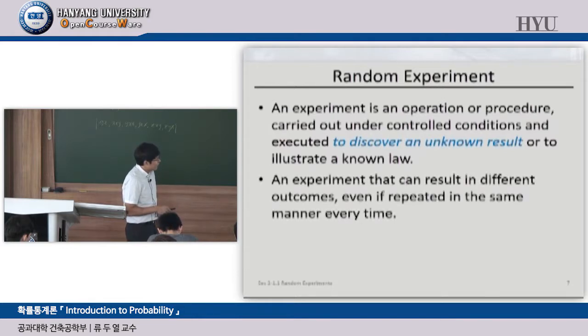And the random experiment can result in different outcomes, as I mentioned previously, even though it is repeated in the same manner every time. So even though we provide the same experimental procedure or same system, the outcomes can change every time because of the unknown noise variables.